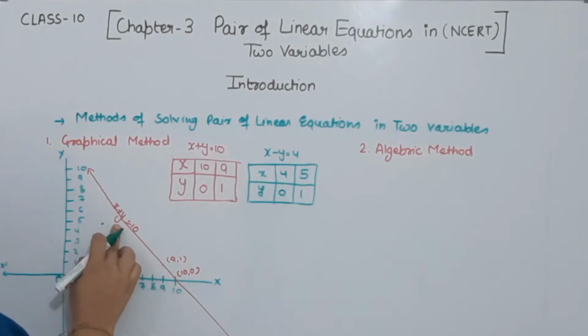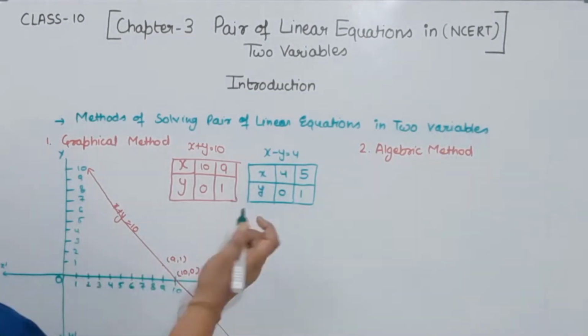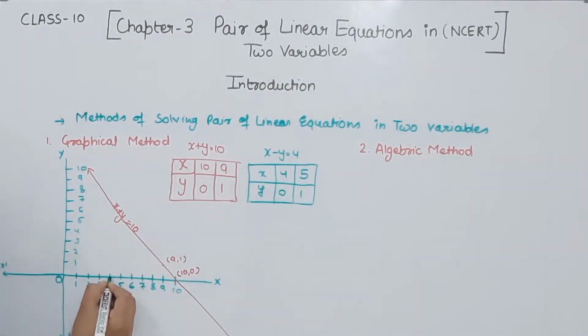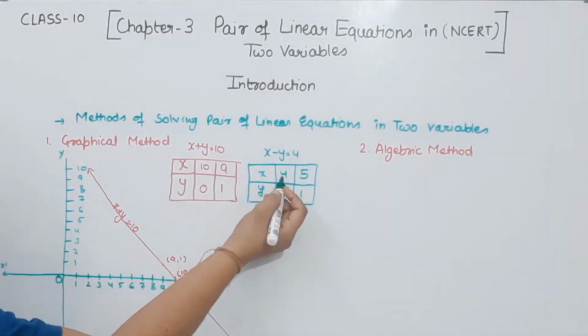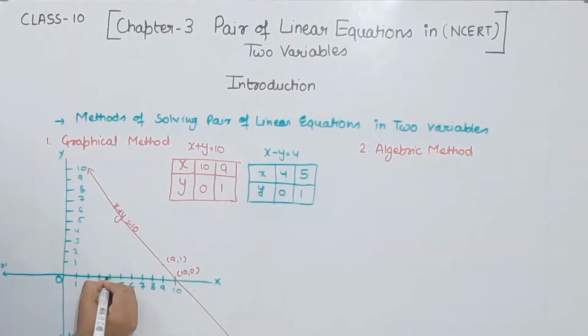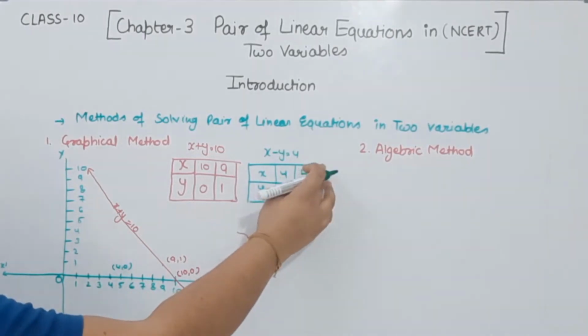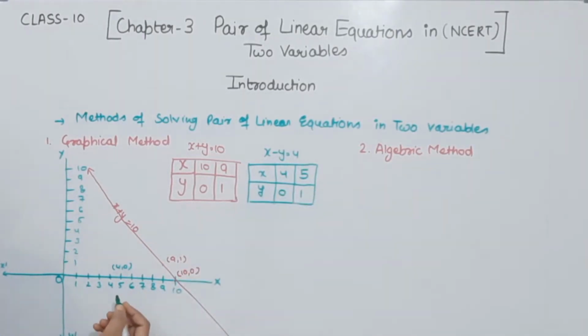Here we have 4 and 0. Sorry, x is 4 and y is 0. So y is 0 here and x is 4 here. So this is the point 4 and 0. Now comes the next one. The next one is 5 and 1. The value of x is 5 and the value of y is 1. So here and here we will have it somewhere. This is the point 5 and 1.